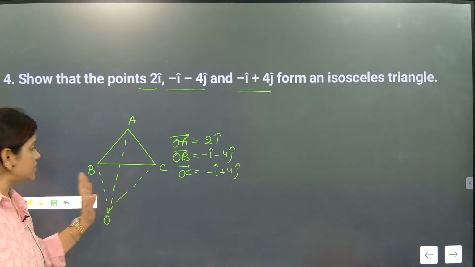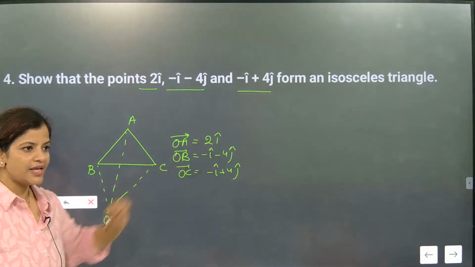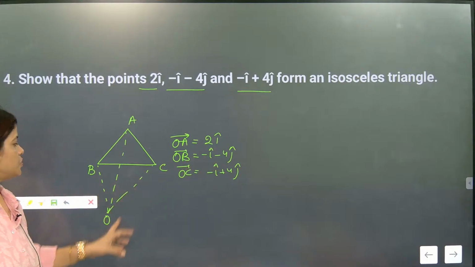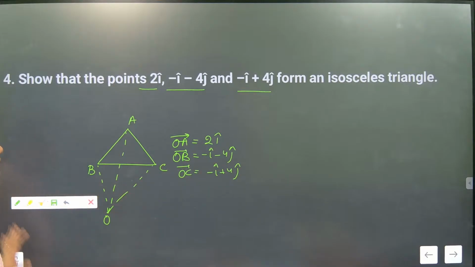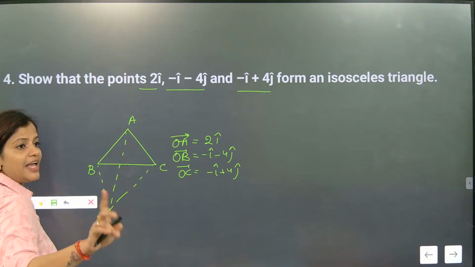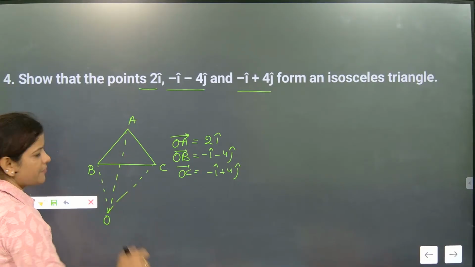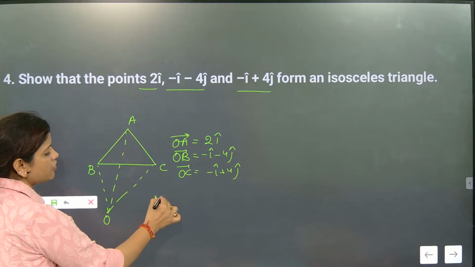What is the position of OA, beta? 2i cap. What is the position of OB? This much. And what is the position of OC? This much. Now, beta, if it is isosceles, then any two sides will become the same. Understood? So first, can we find the position vector of AB vector?